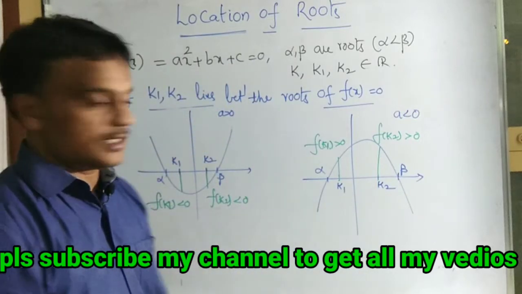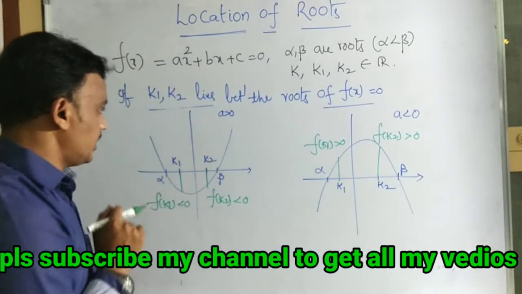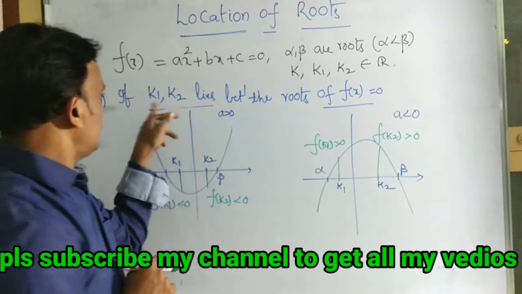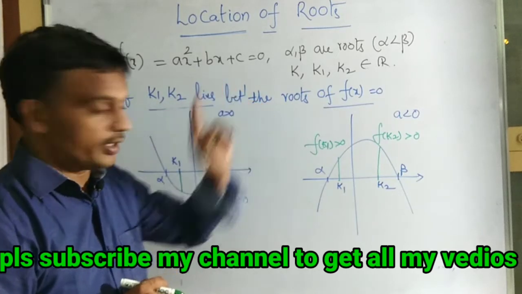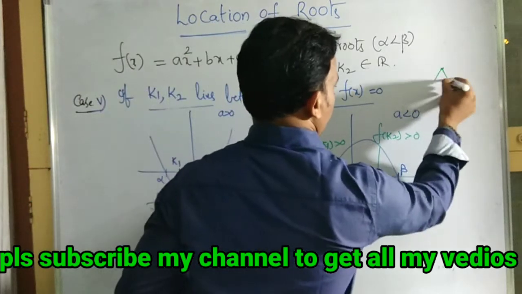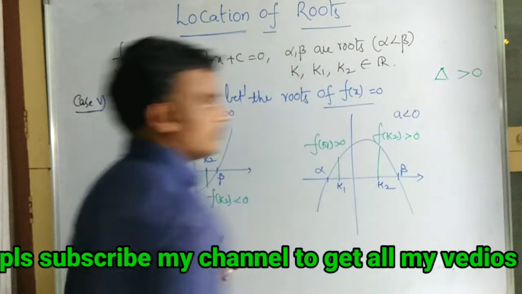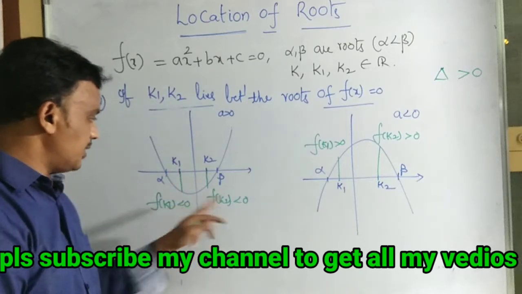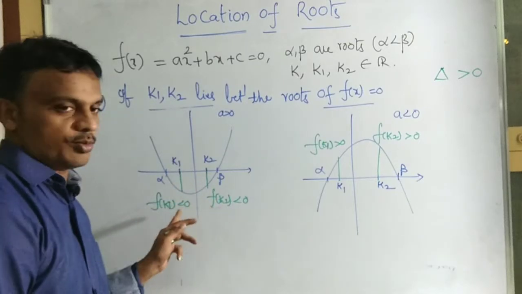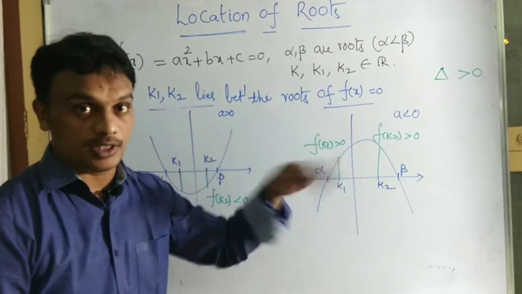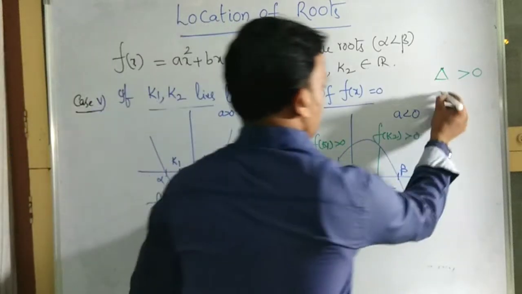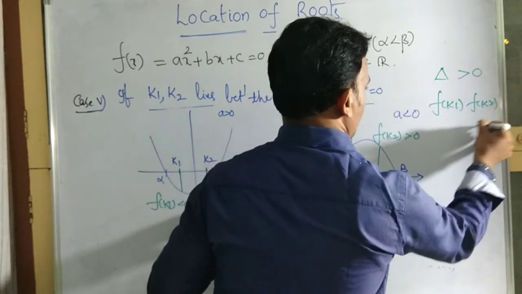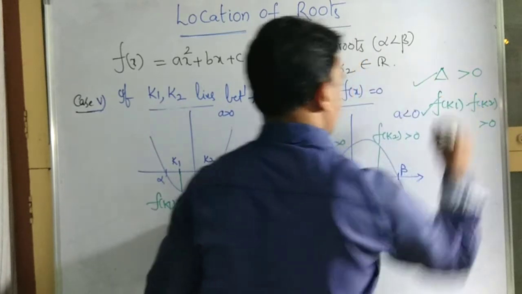What conditions can you write from all of those? First of all, k1 and k2 lie between the two roots, right? So I can write delta is greater than 0. That will be the first condition. And f of k1 and f of k2 have the same signs. In this case both are negative and in this case both are positive. Their product is positive, so f of k1 into f of k2 is greater than 0. These two are the conditions.